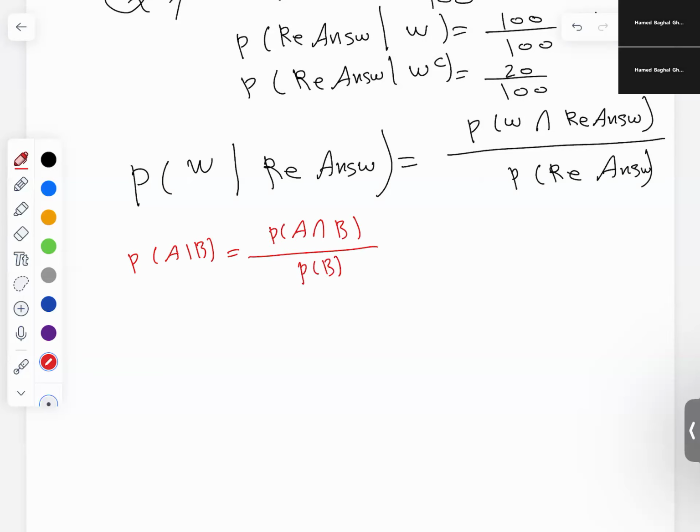Okay. So if I times both of the sides by probability of B, so this will go to here. You understand? So this will be probability of B times probability of A condition B.